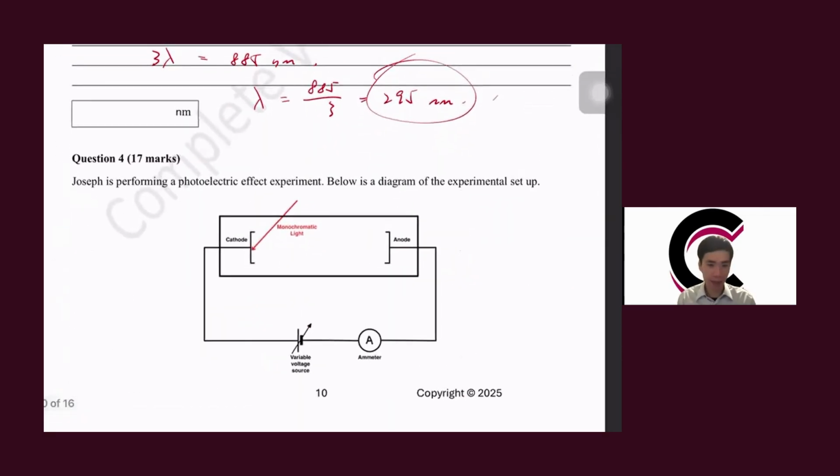Question 4. This one, 70 marks. Don't let this scare you. Okay, don't let this scare you. Okay, 70 marks is a lot of marks.